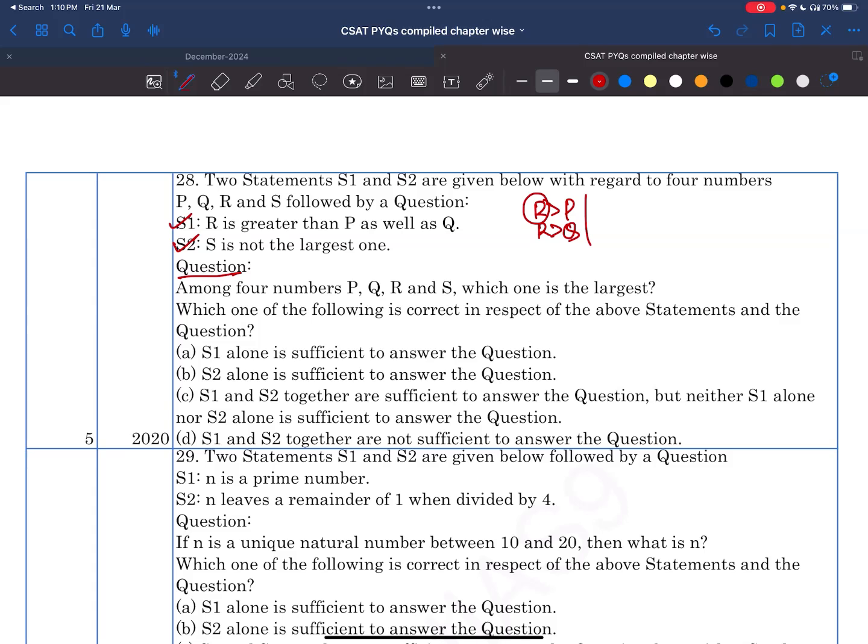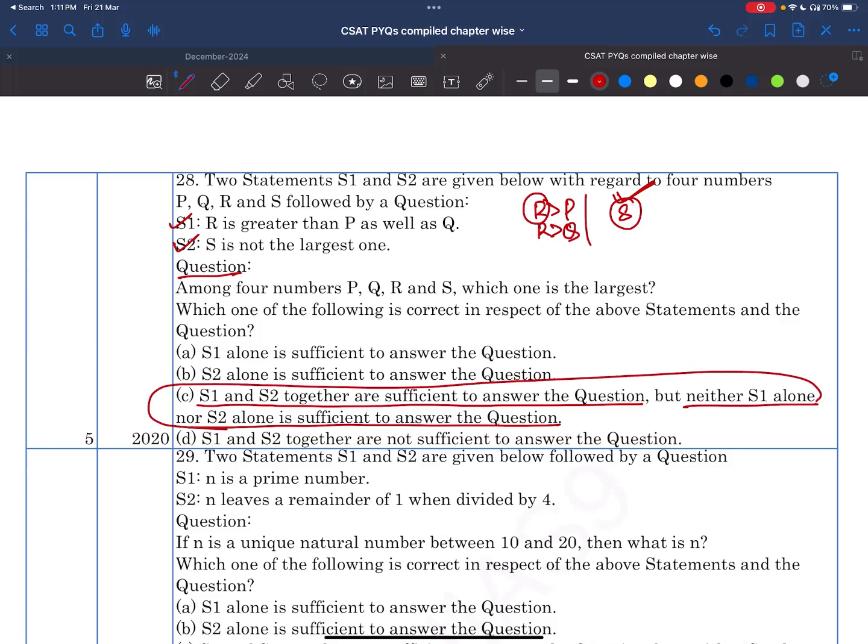There is also another letter, S, right? And statement 1 is silent on S. Now, in statement 2, we are getting the equation which is related to S. That means it is not the largest. So, R will be the largest, right? That means we need statement 1 and statement 2 to conclude that R is the largest number. So S1 and S2 together are sufficient to answer the question, but neither S1 alone nor S2 alone is sufficient to answer the question. Okay? This is the answer.